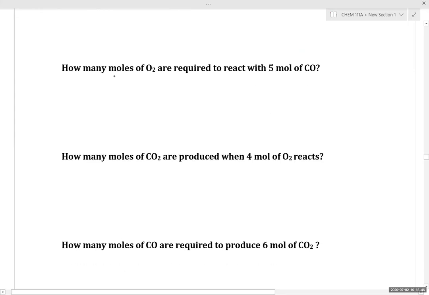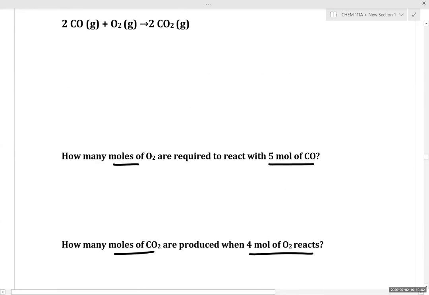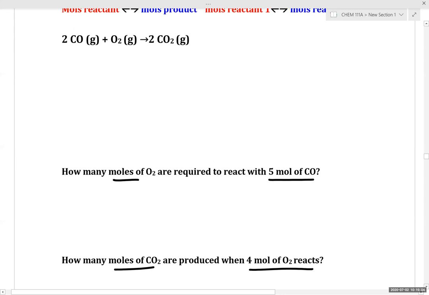How many moles of oxygen are required to react with 5 moles of carbon monoxide? How many moles of carbon dioxide are produced when 4 moles of oxygen react? And how many moles of carbon monoxide are required to produce 6 moles of carbon dioxide? I'm just going to pan up so you can see the equation. Note there are 3 questions in this problem solving set in the notes. We'll spend about 5 to 6 minutes on this example.